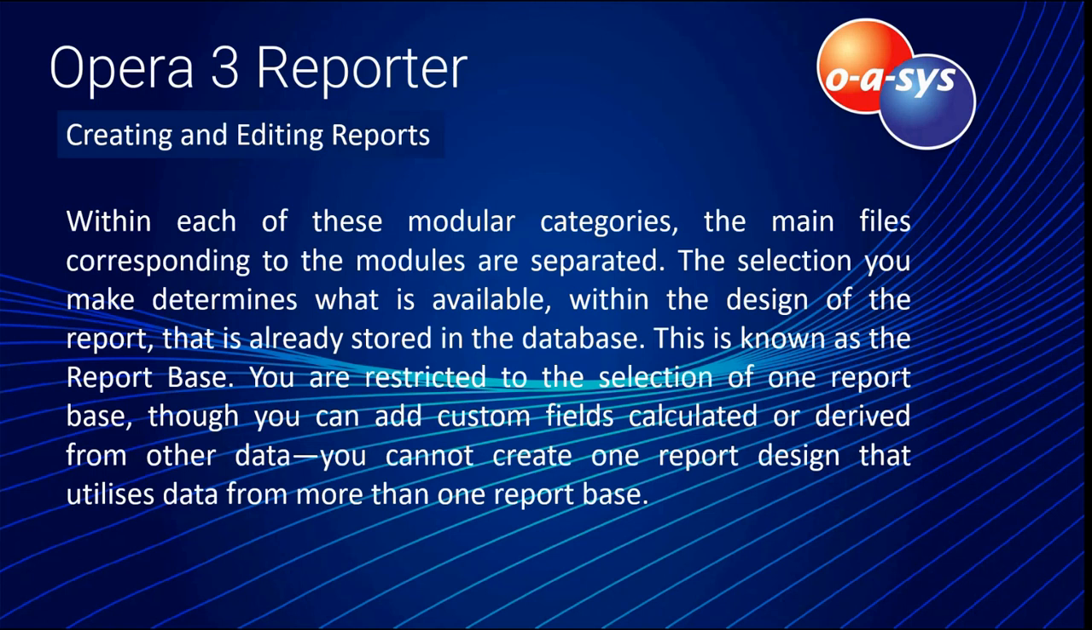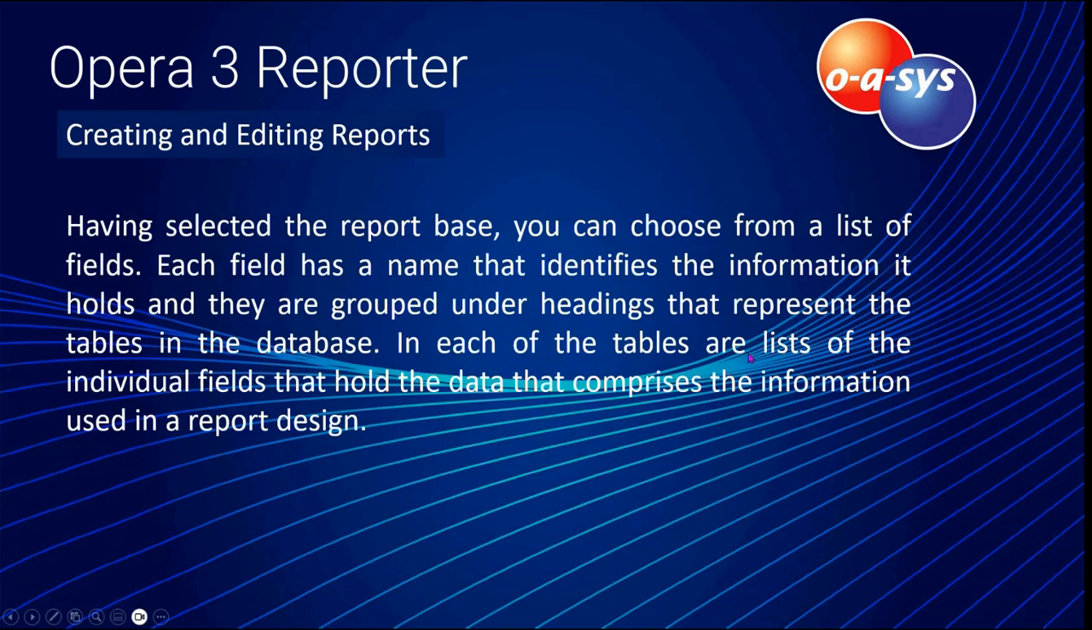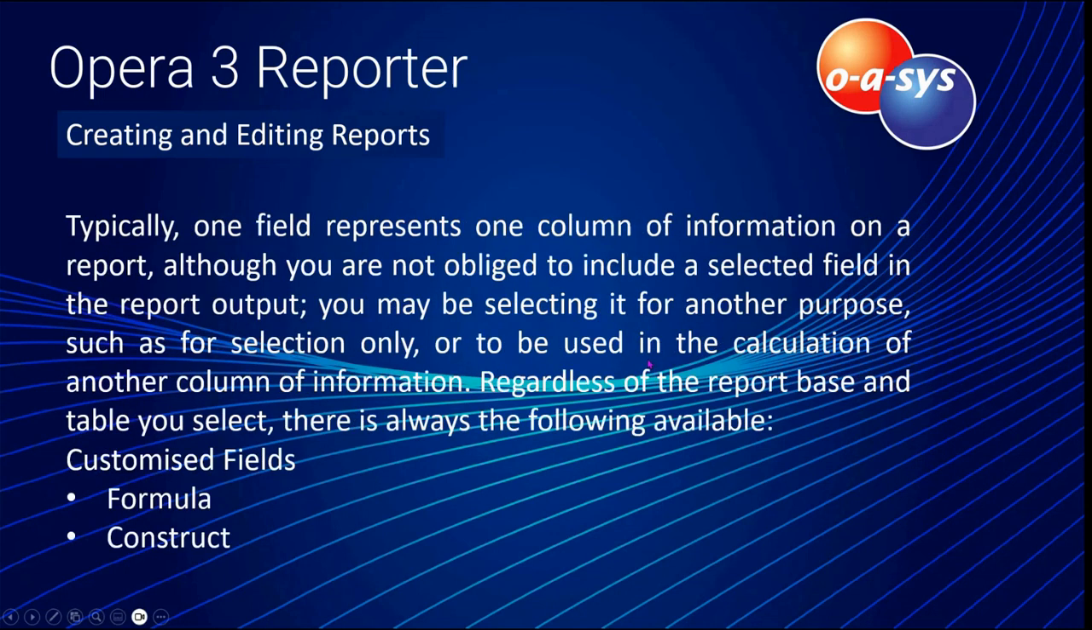Really what it's telling us is you select the base of your report, if it's payroll, and then within that payroll area, you select the fields that you want to see on your report. You can customize some of these fields, you can do calculations, you can do formulas, and we'll see that when we do it in a second. Once you've selected the report base, you can choose from a list of fields, and these fields have names that identify the information they hold. So all the information that your system holds is held in tables, and within these tables are fields, and each field holds information. And this is what we report on effectively from our reporter.